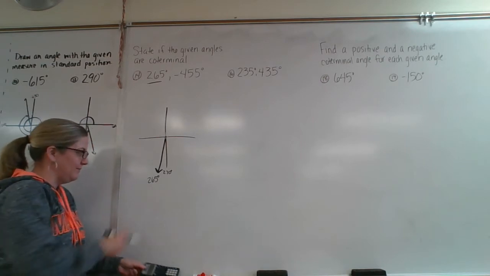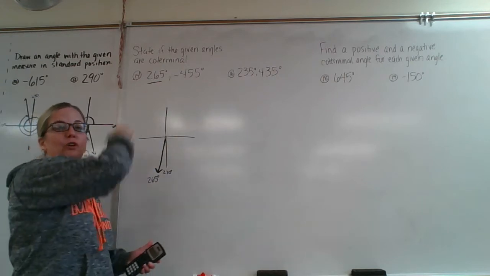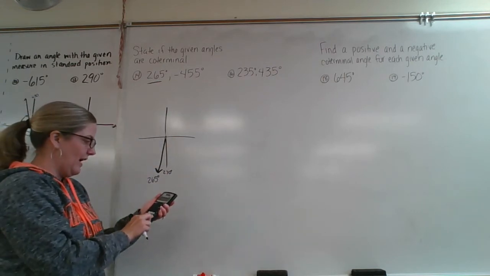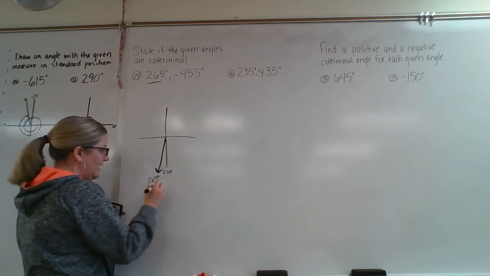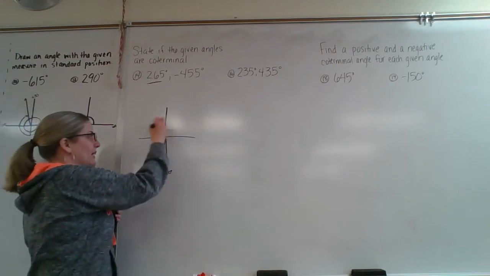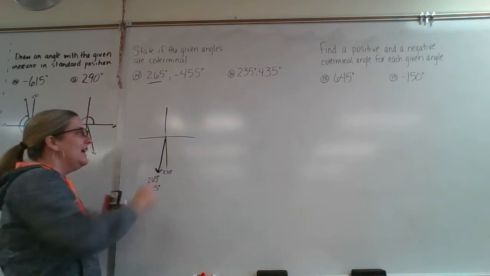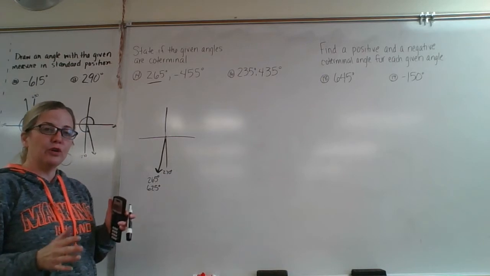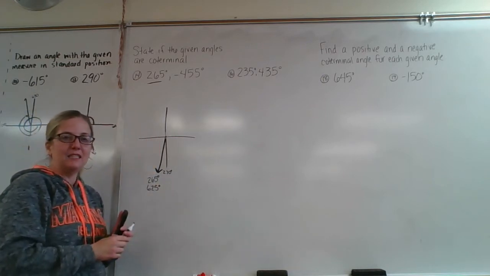You know how to find it? Take 265 and add how much? A full circle. What's a full circle? 360 degrees. So let's take 265 and add 360. 625 is coterminal with this one. Why? Because when I go around, it lands in the same position. It has that same terminal side. Yes, I would show that it went around an extra time, but that doesn't matter. For coterminal angles, it has to have the same terminal side, the same landing spot.